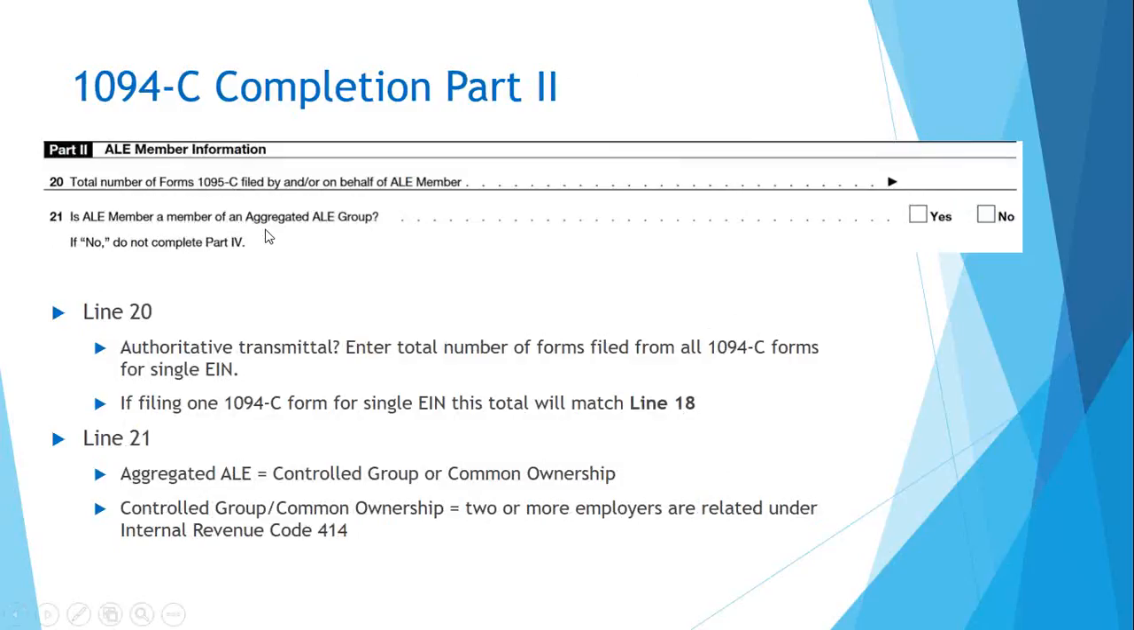If you are part of an aggregated ALE group, so if you're part of that controlled group or common ownership, then you are going to click yes on this box here on the form. And if you're not, then hit no. If you check the no box, then you don't need to complete that section of part 4, which we'll get to in just a minute.